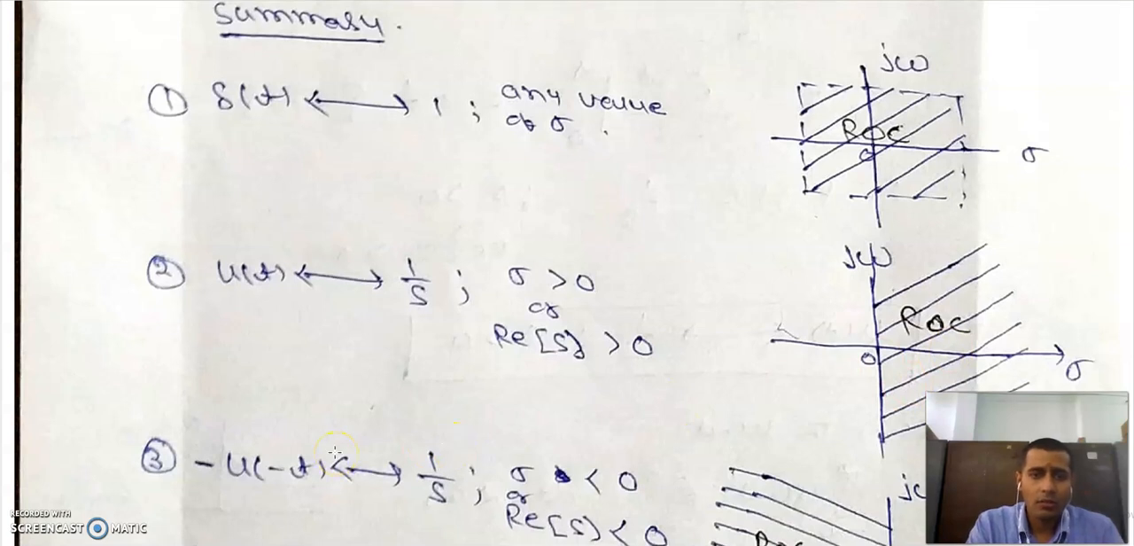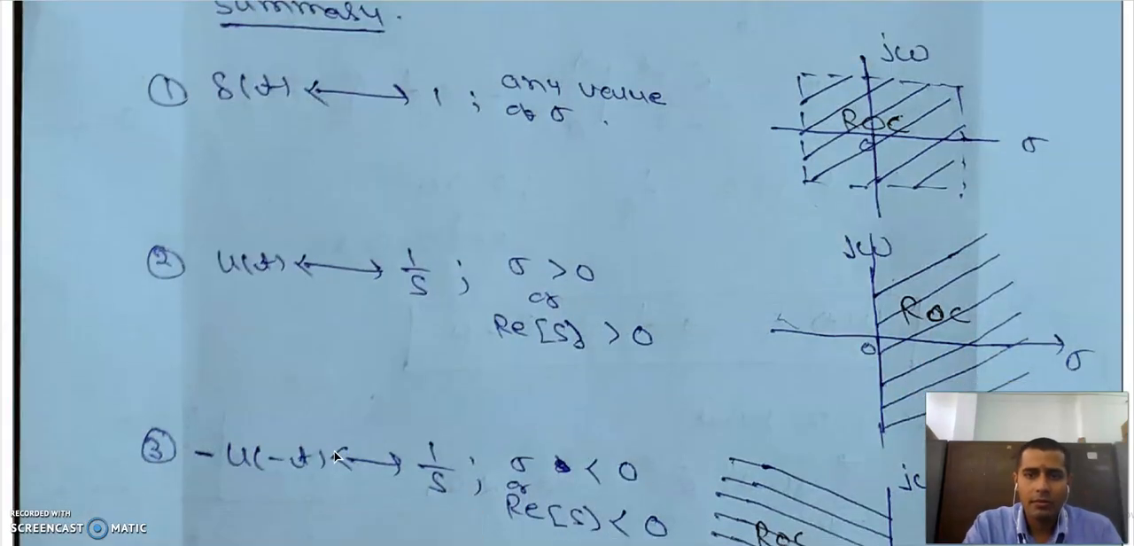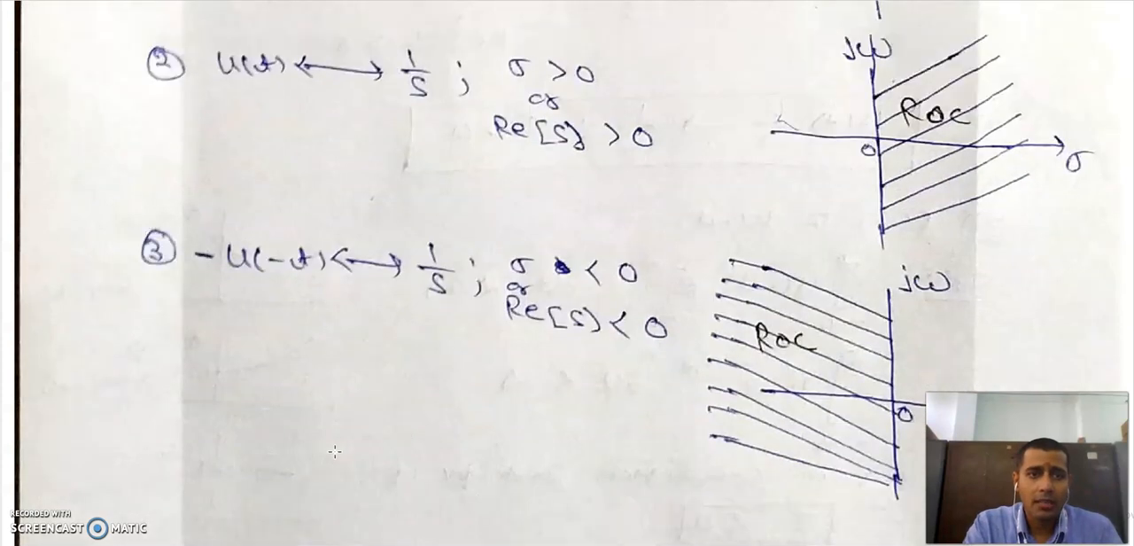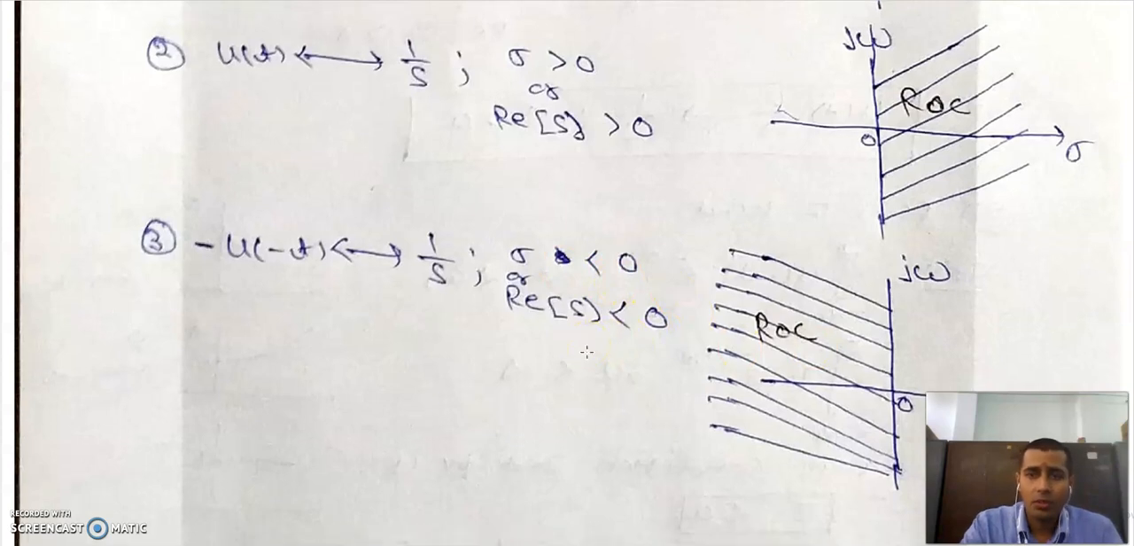Now for minus u of minus t, its Laplace transform is 1 upon s. So it is a left sided signal, so the ROC is also left sided, and sigma is less than 0. Now proceed further.